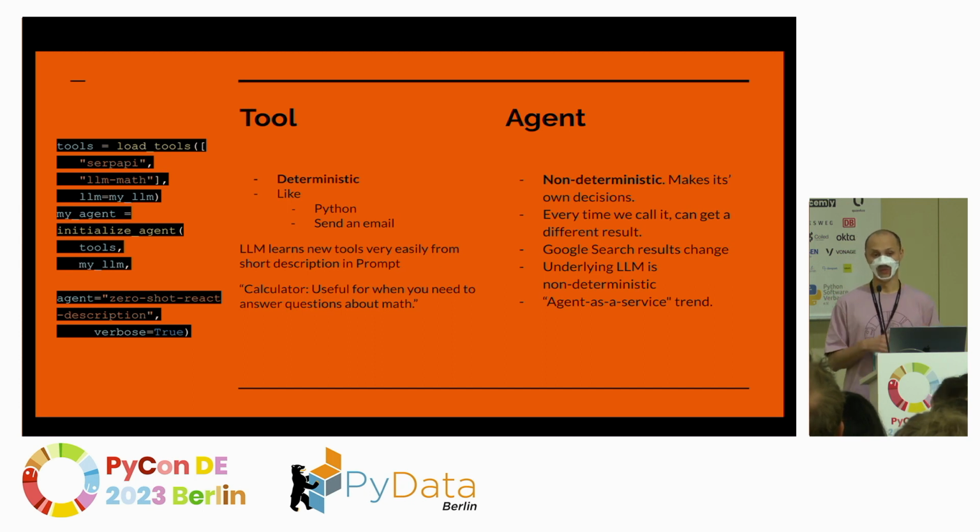The new thing is the agent. And agents are non-deterministic. They make their own decisions. It's not clear what's going to happen every time you call it. They have agency, autonomy.